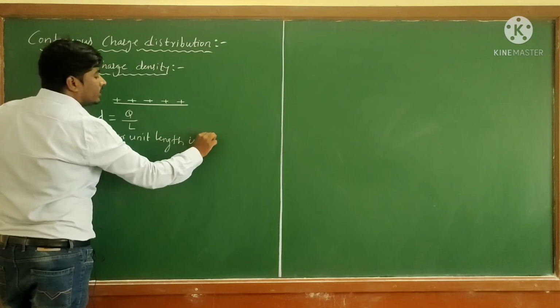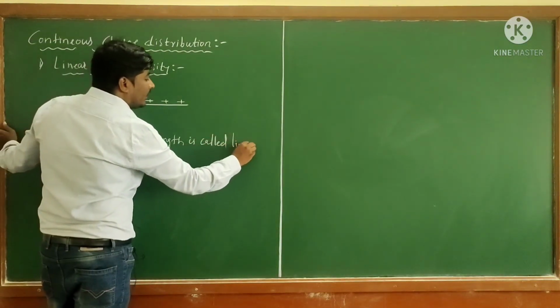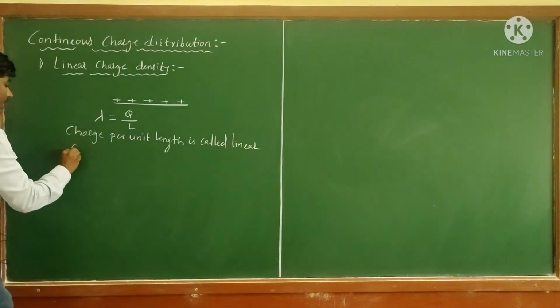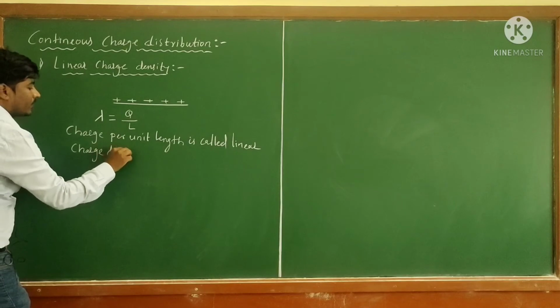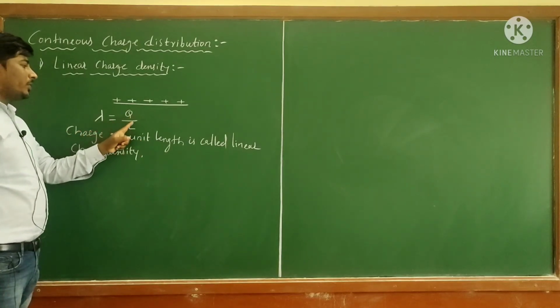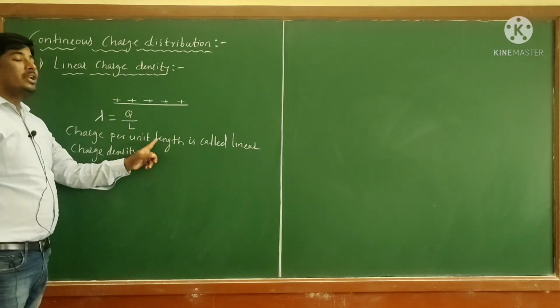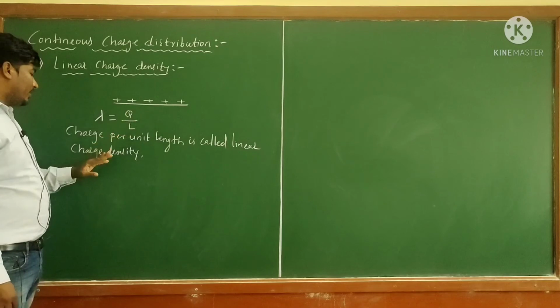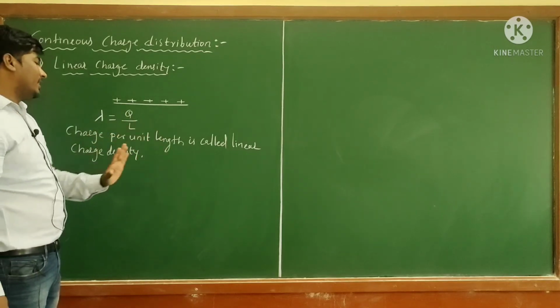is called linear charge density. Lambda is equal to Q divided by L. Right? If charges are distributed along its length, then we call this the linear charge density or line charge density.